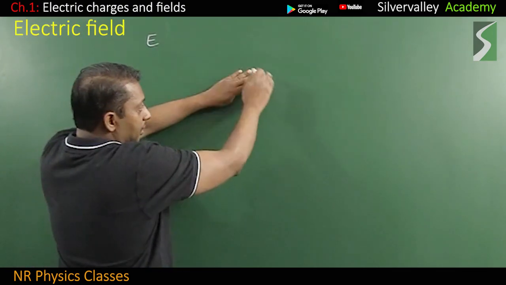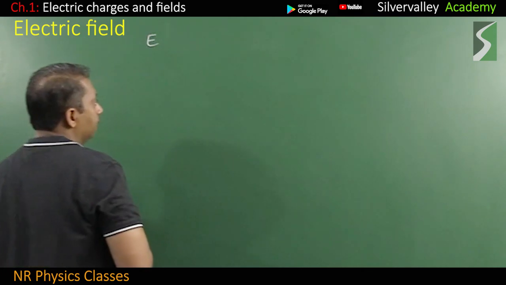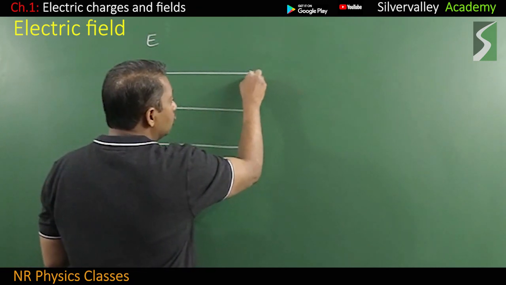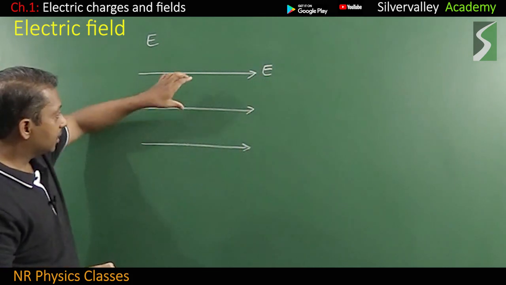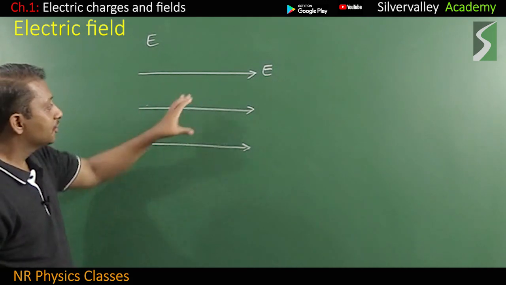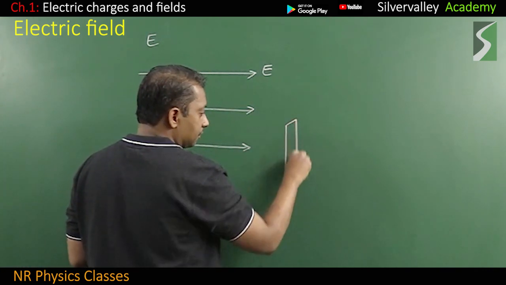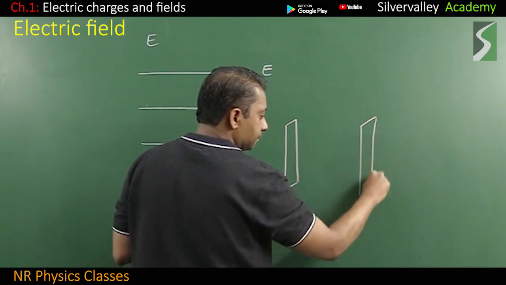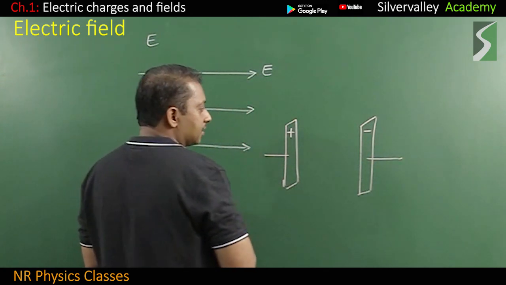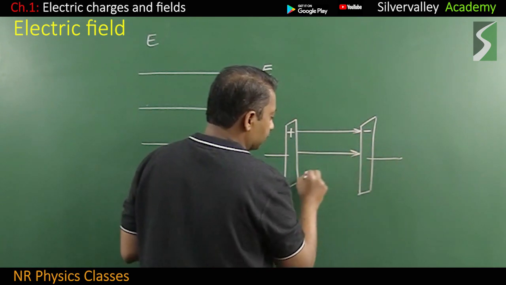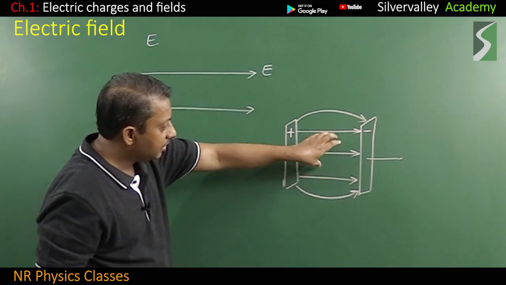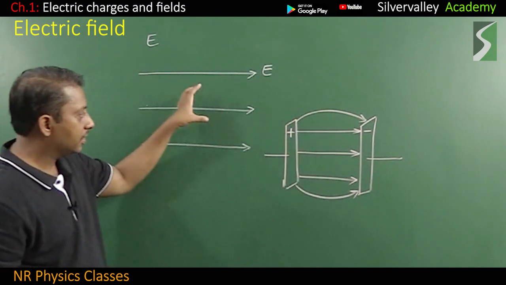Electric field is the region around a charge where a test charge can experience force. These are electric field lines. So this represents uniform electric field. If lines are represented by equidistant parallel lines like this, then this represents uniform electric field. So this means there is a sheet of charge and another sheet of charge. If one sheet is positively charged and the other is negatively charged, then there exists an electric field. Electric field is from positive to negative. Like this. So this small region is the region of uniform electric field.